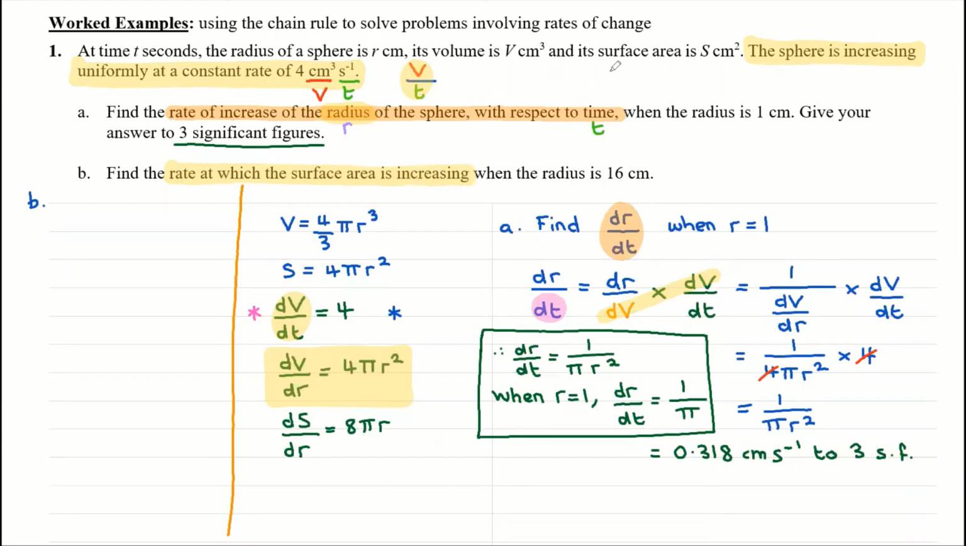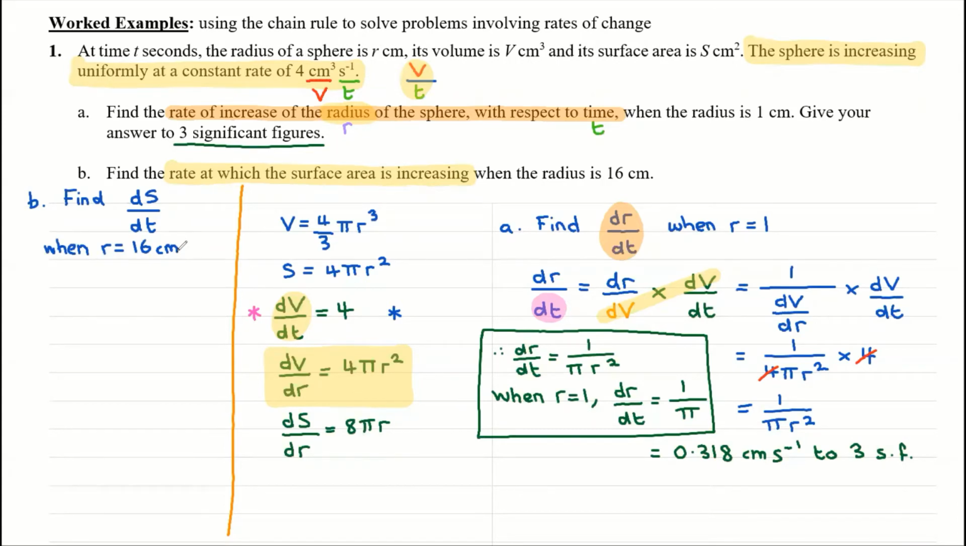So for part B, what we're being asked to do here is to find ds by dt. Now, only do that, of course, if the second variable is not specified. Okay, just assume that. And that's when r is equal to 16 centimeters. All right. So how do we do this?